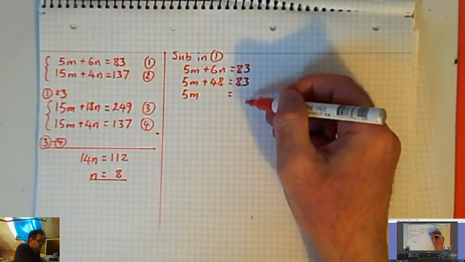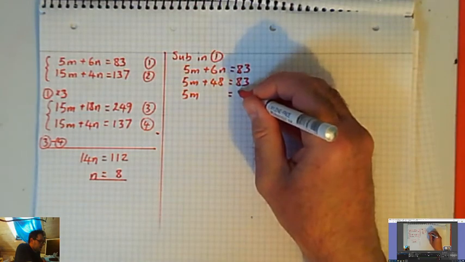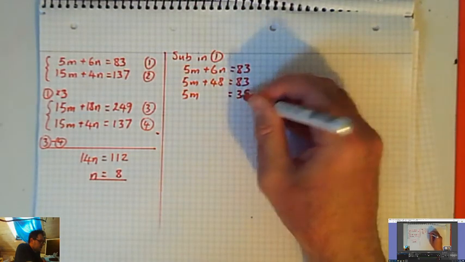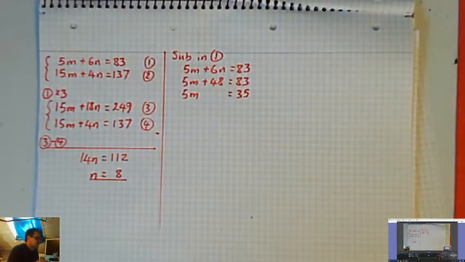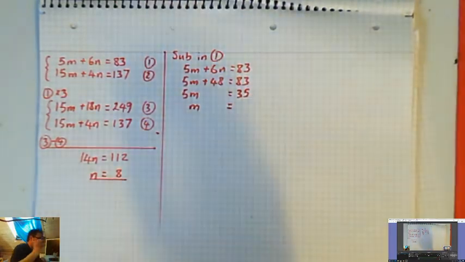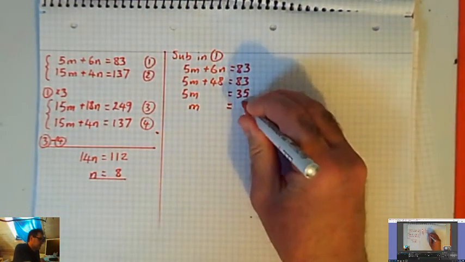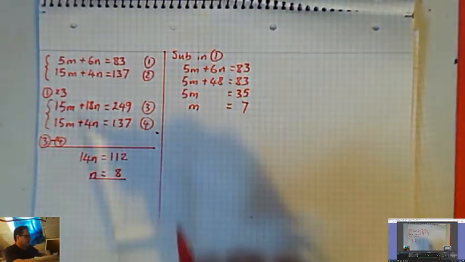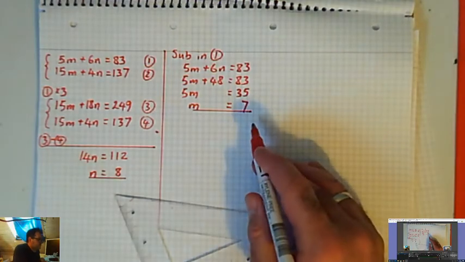So 83 take away 48 is 35? Let me just double check that in my brain. Yep, 35. So 5m equals 35. I just want to know what a single m is on its own, so I've got to divide by 5, and then I need to do the same to the other side as well. So dividing both sides by 5, I get m equals 7.